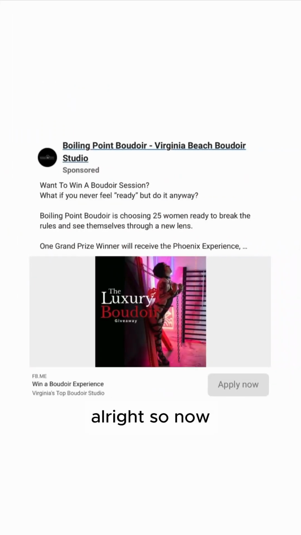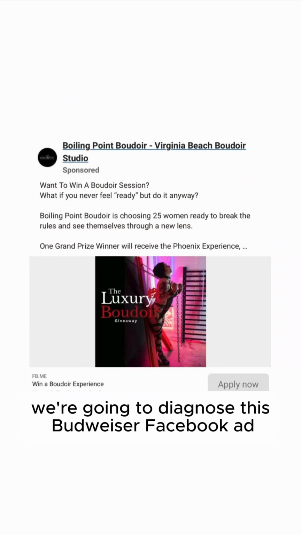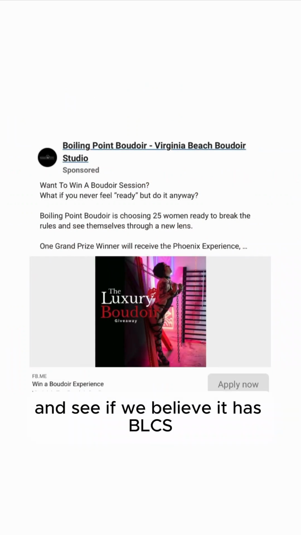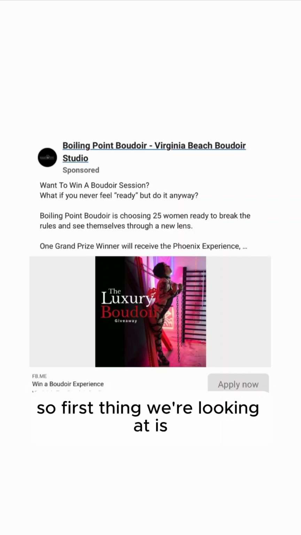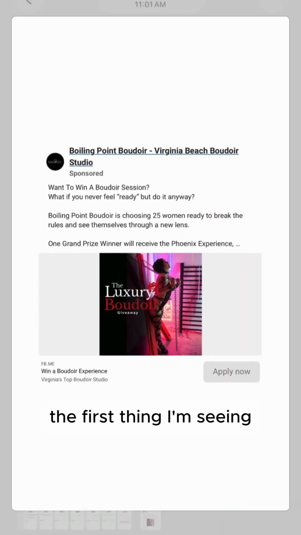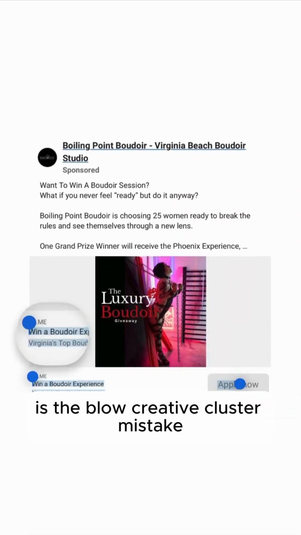All right, so now we're going to diagnose this Boudoir Facebook ad and see if we believe it has BLCS, Boudoir low click syndrome, and a unique CTR under 6%. So the first thing I'm seeing is the below creative cluster mistake.